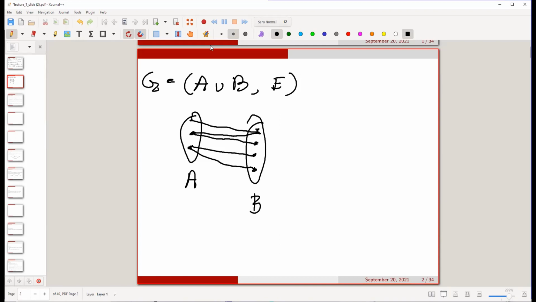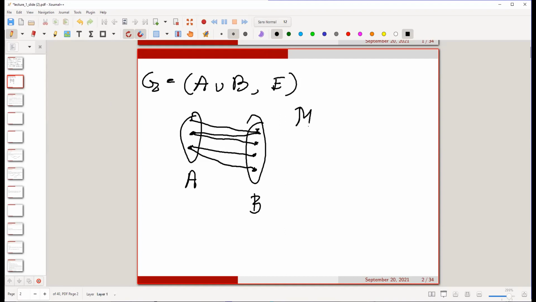We can partition the vertex set into two disjoint sets A and B, such that A is an independent set and B is also an independent set, and the only edges are between A and B. You can see in the picture below, this is a bipartite graph. A and B are called its partitions.